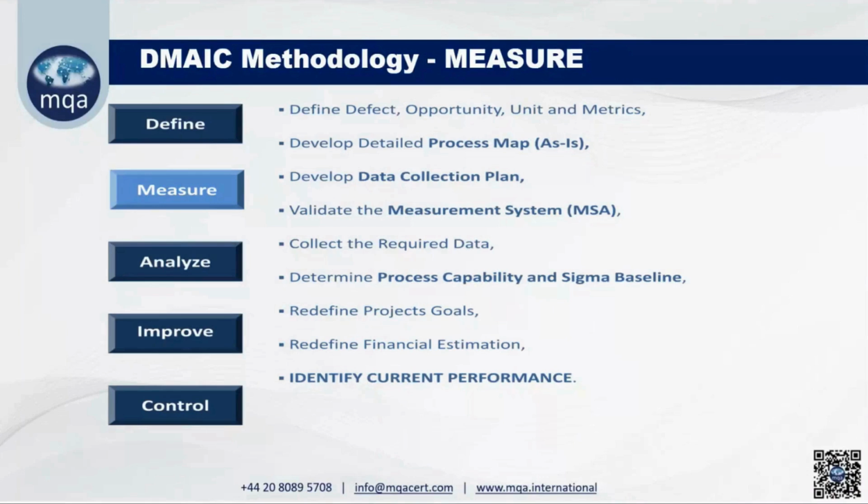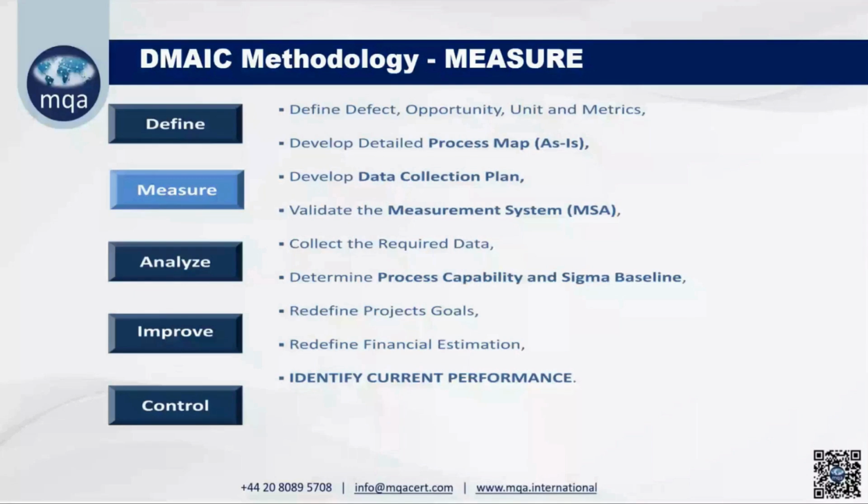Then redefine the financial estimation, because when we are doing a Six Sigma project, initially we do a budgeting for the cost. So we have to redefine, because presently we have defined only what we want to do, but when we measure, we actually know where we are and where we want to go. So maybe our financial estimation will go up or down, whatever it is, and the management will decide whether to move or not, whether to take the project immediately, or take it after some time. All those decisions will be made by the management.